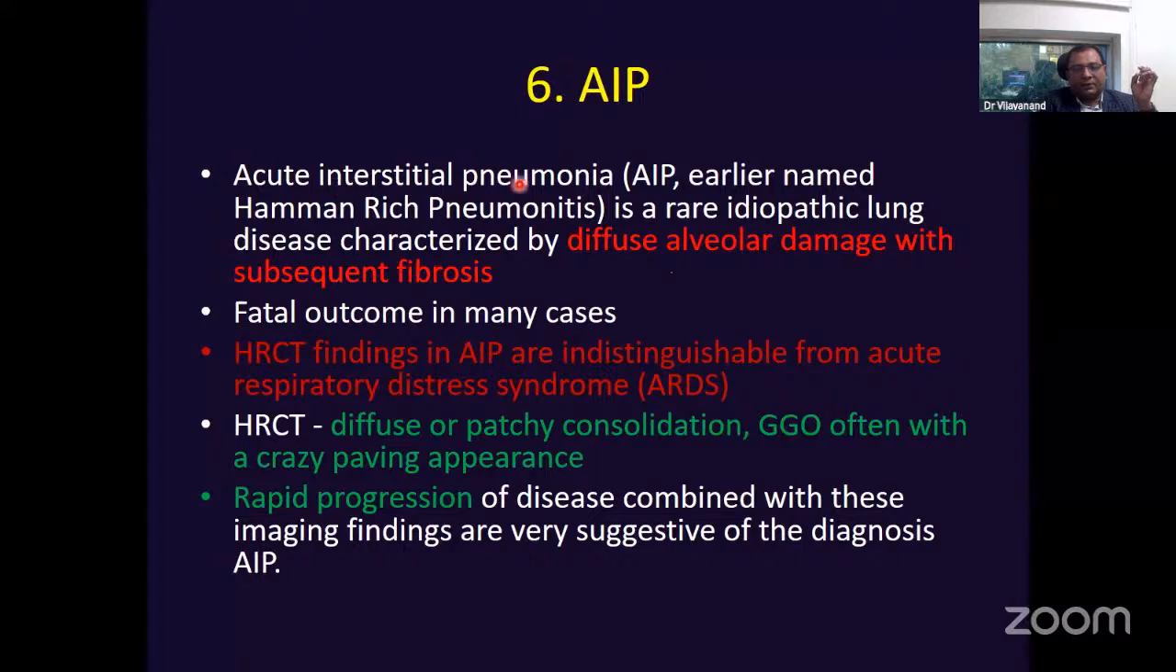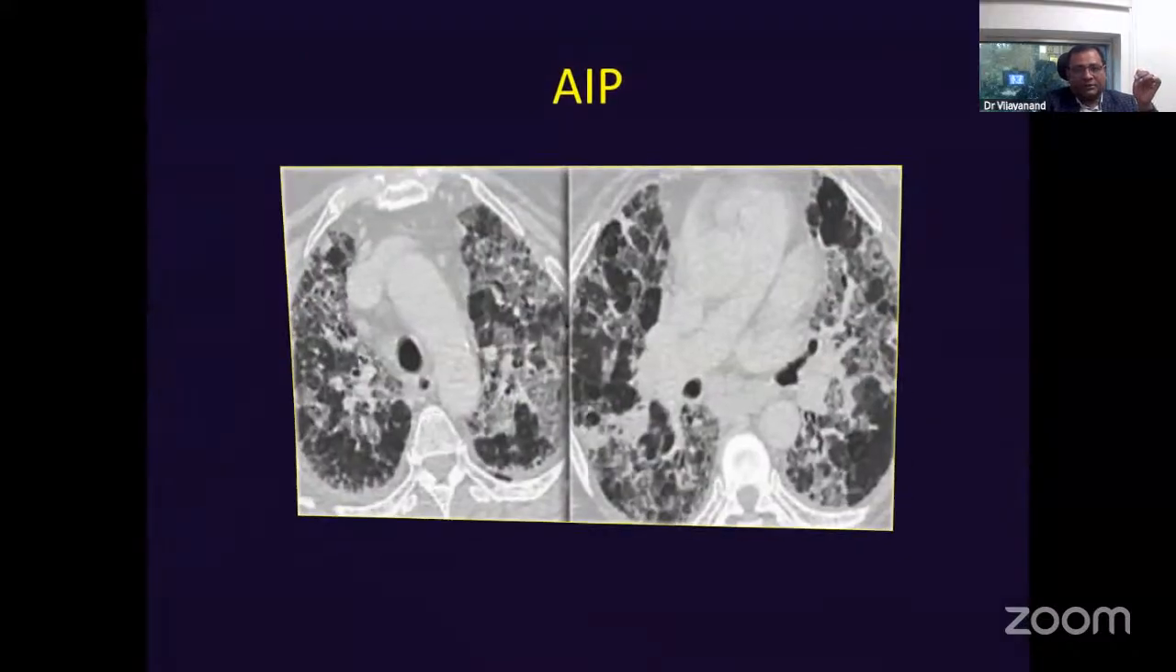AIP is acute interstitial pneumonia, usually initially called Hamman-Rich syndrome. It's a diffuse alveolar damage with subsequent fibrosis, and usually they are fatal. The HRCT findings in AIP are indistinguishable from acute respiratory distress syndrome. HRCT shows diffuse patchy consolidations and ground glass opacity, often with a crazy paving pattern. And there is a rapid progression in case of acute interstitial pneumonia.